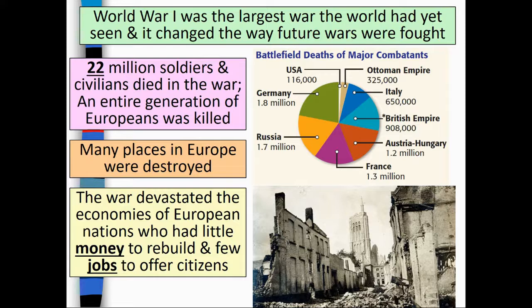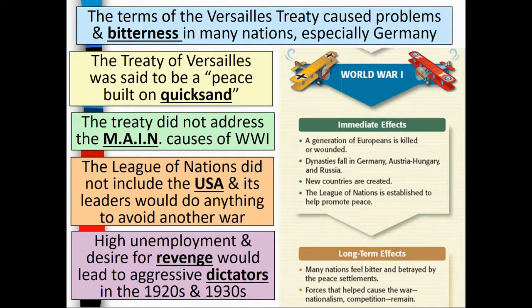The Treaty of Versailles was said to be a peace built on quicksand. The treaty did not address the main causes of World War I: militarism, alliances, imperialism, and nationalism. The League of Nations did not include the USA, and its leaders would do anything to avoid another war. High unemployment and desire for revenge would lead to aggressive dictators in the 1920s and 1930s.